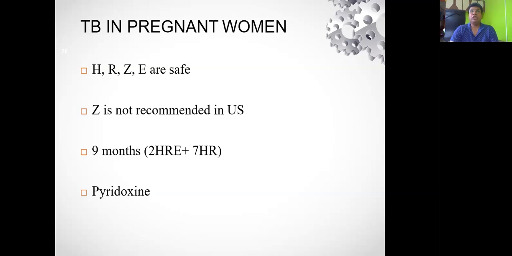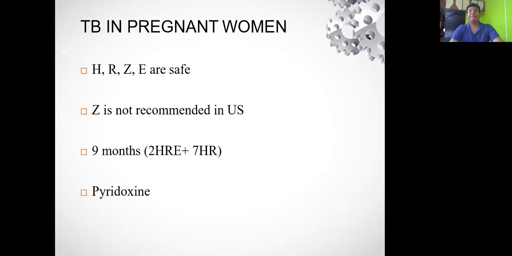Three drugs have to be given for 2 months. That is isoniazid, rifampicin, and ethambutol for the intensive phase for 2 months, followed by a maintenance phase for 7 months, that is isoniazid and rifampicin, which is combined with pyridoxine in the form of a tablet, either 100 or 150 milligrams per day.